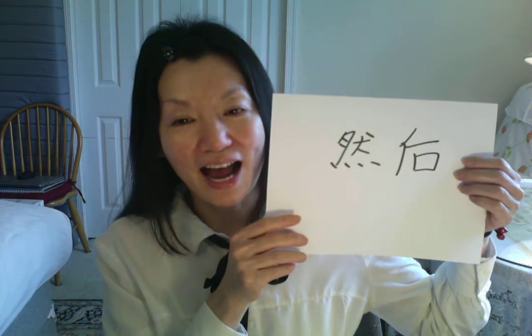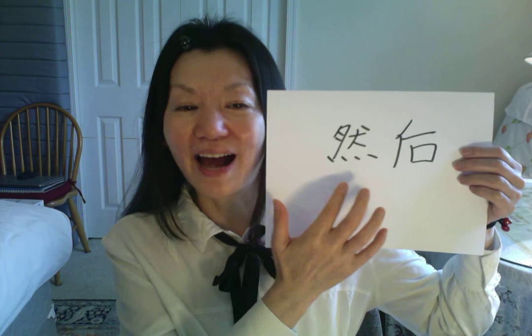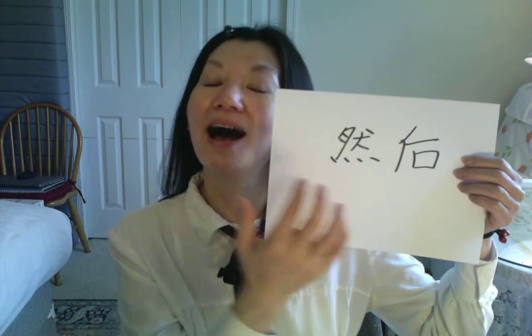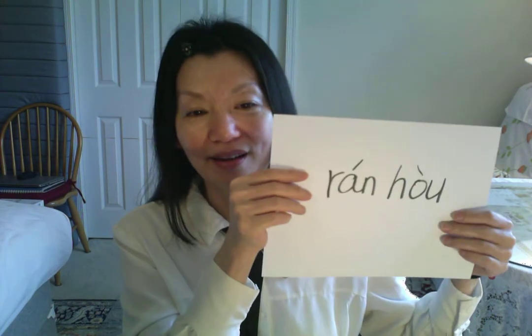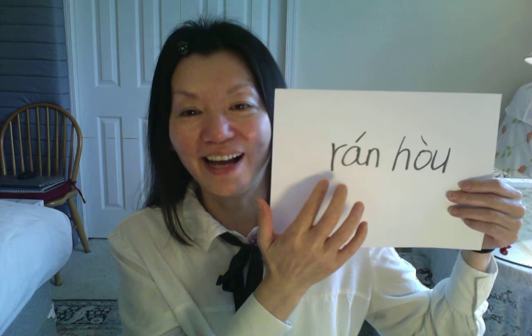Then in Chinese we say, this is next here. Then, 然后, okay. 然后, then, then next. And this is the pinyin here, right? 然后, then, okay.